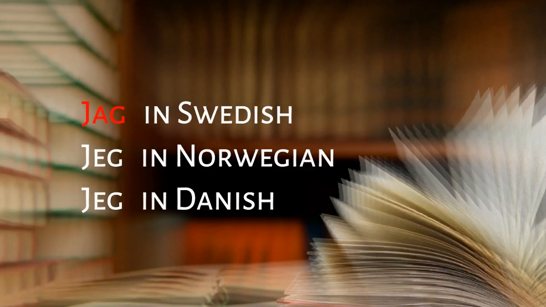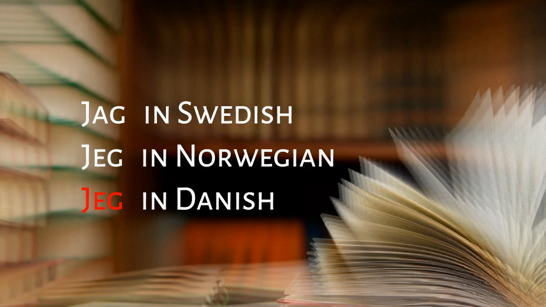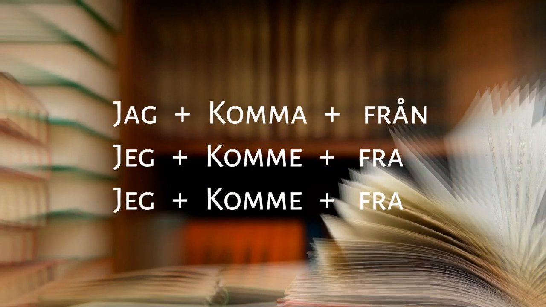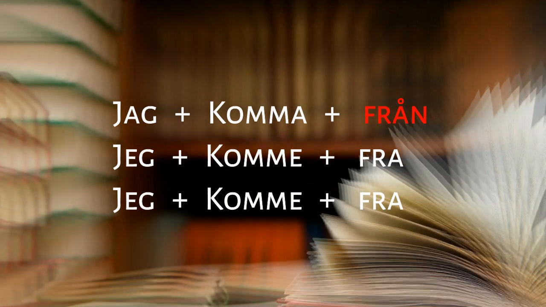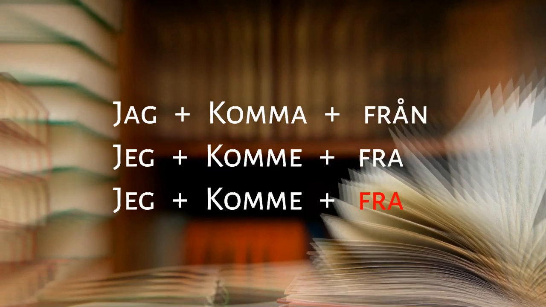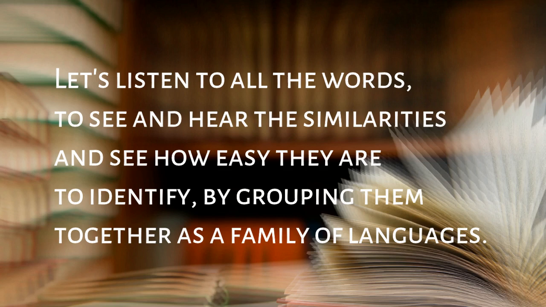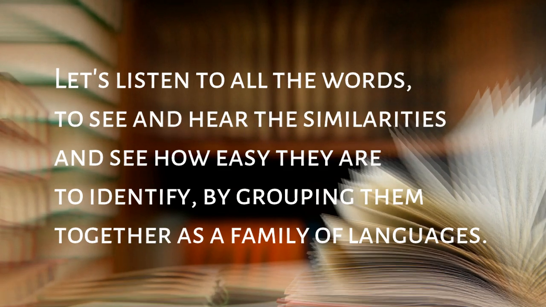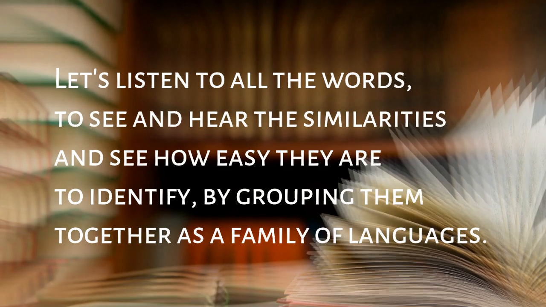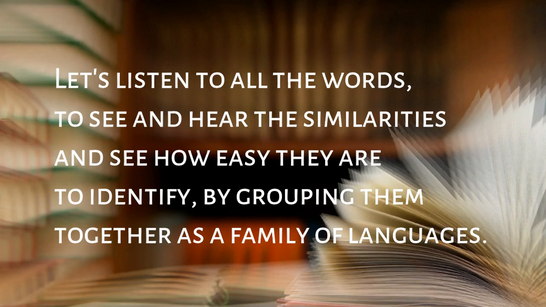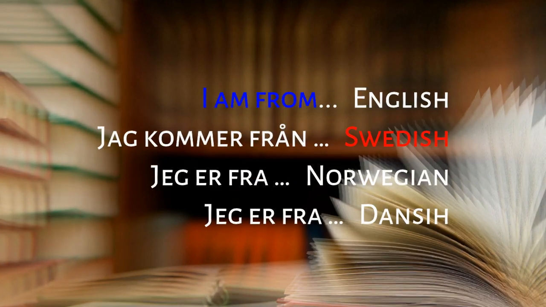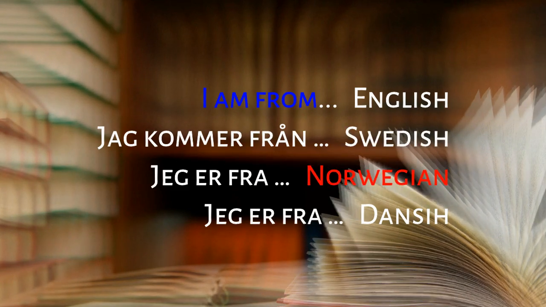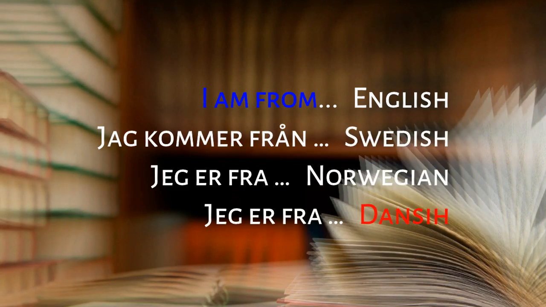They are Jag, Jeg, Jeg. Then we have the verb to come and the connecting word, which is from. Från, Fra, Fra. Let's listen to all the words to see and hear the similarities and see how easy they are to identify by grouping them together as a family of languages. Jag kommer från. Jeg kommer fra.